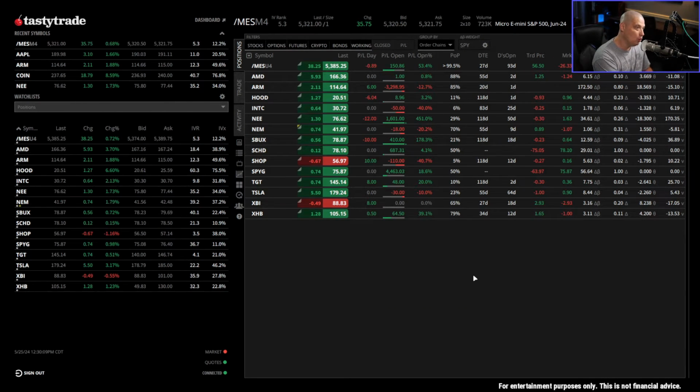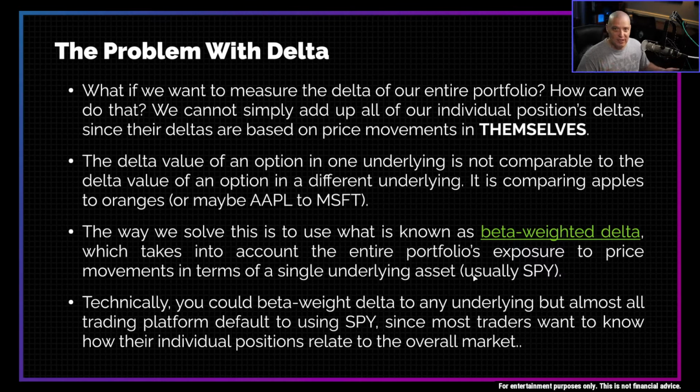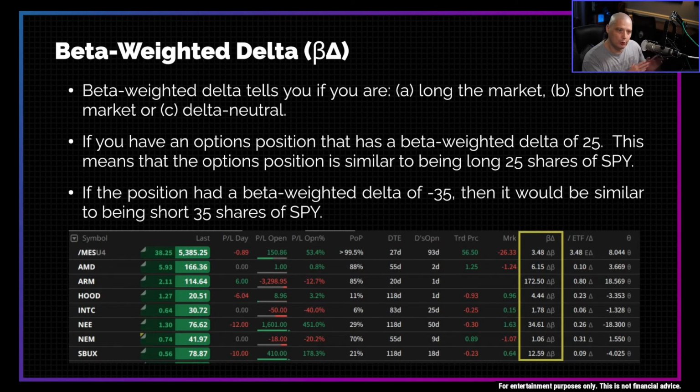But I honestly wouldn't want to do that because it could be very confusing, especially if you're one of these people that do try to manage your portfolio deltas. If you start playing with the underlying benchmark, you could mess yourself up if you constantly change that thing and you don't realize exactly what you're comparing your portfolio deltas to. So let's talk about beta weighted deltas and your individual positions.